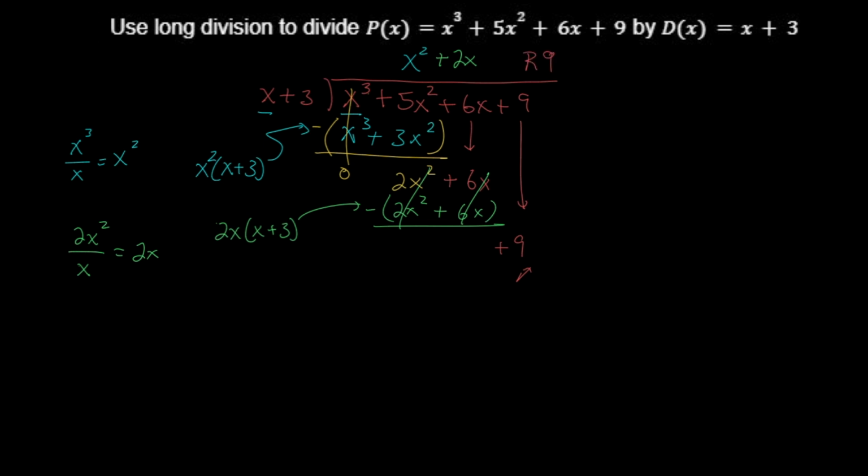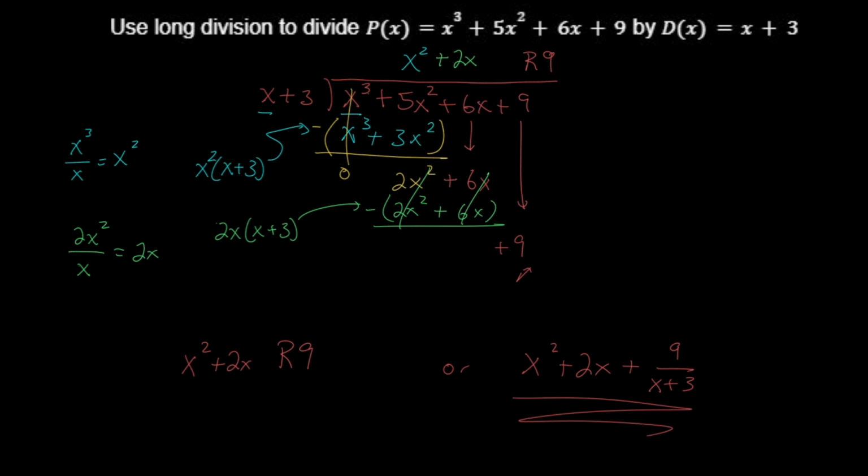We can rewrite our answer in one of two ways. x squared plus 2x with a remainder of 9, or you can write it as x squared plus 2x plus 9 over the divisor, x plus 3. This is essentially where mixed numbers come from, is dividing like this. And for higher level maths, it's usually preferred to have it as the version on the right.